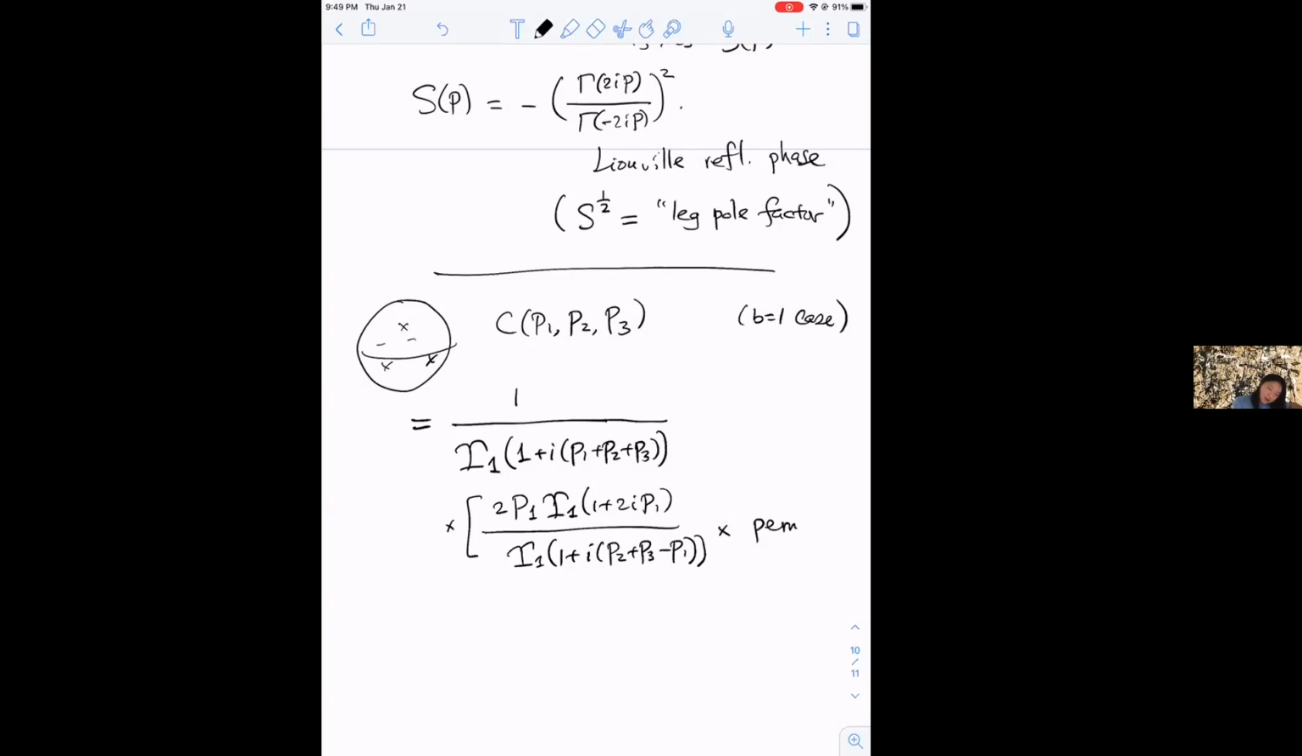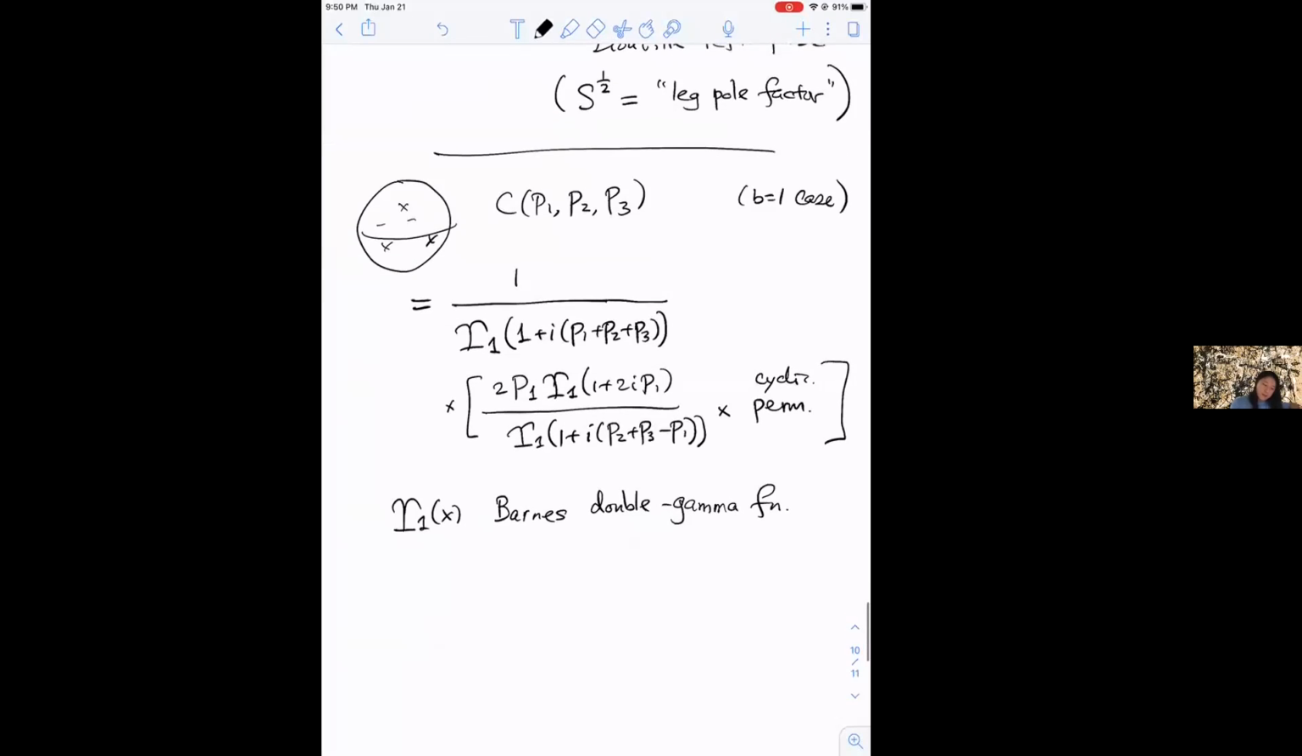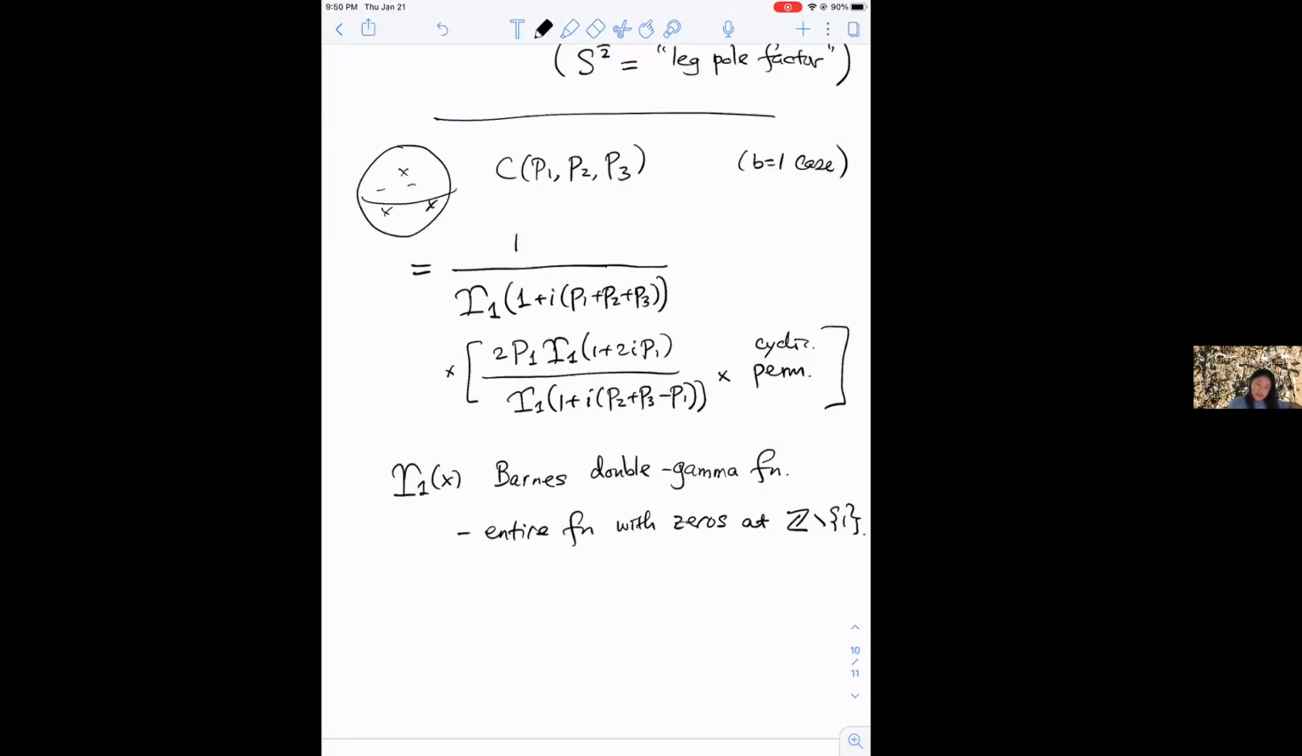Times cyclic permutation. Two other terms. That's it. Where this epsilon 1 of x is the so-called Barnes double gamma function. It is an entire analytic function on the complex x-plane with zeros at integer values that are not equal to one. Some of these zeros are of a multiplicity. That's all I will say about these functions for the moment.